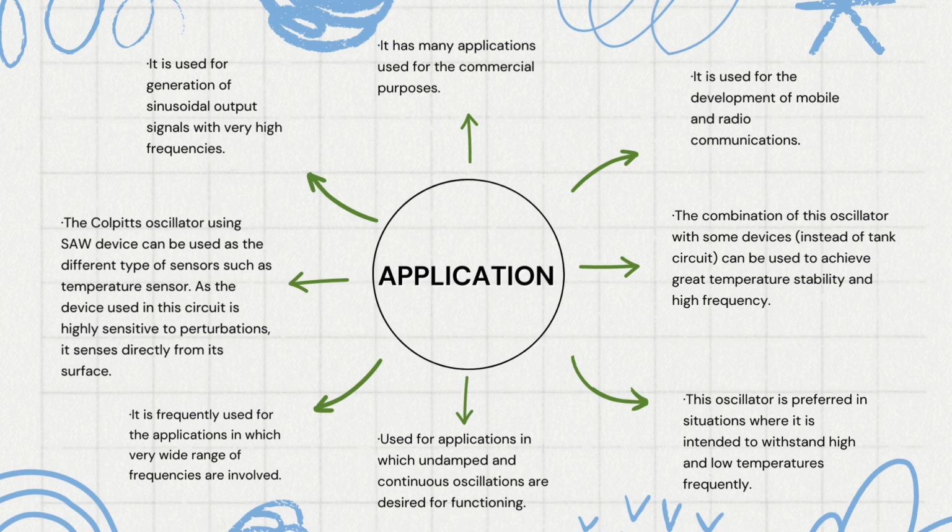Third, it is frequently used for applications involving a very wide frequency range. Fourth, it is used for applications where undamped and continuous oscillation is required to function. Fifth, this oscillator is preferred in situations where it is intended to withstand high and low temperature frequently. Sixth, the combination of this oscillator with some device instead of tank circuit can be used to achieve great temperature stability and high frequency.